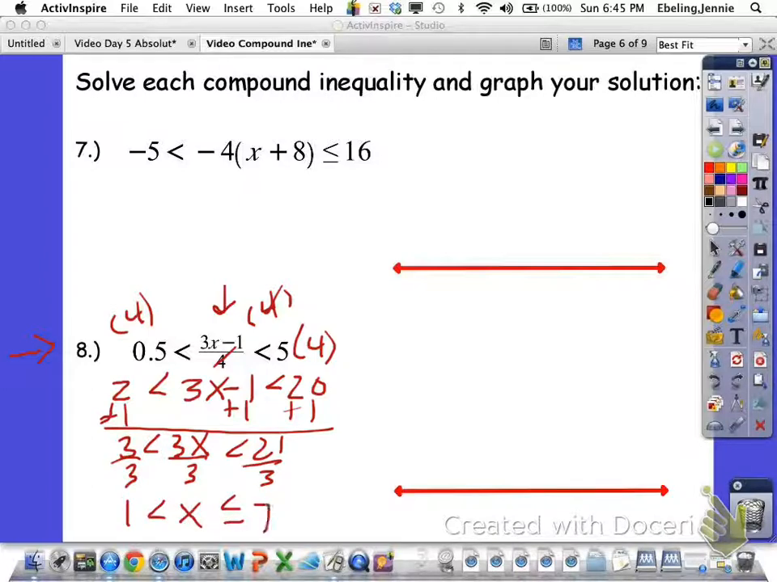So when I come over here and graph it, so 0, 1, 2, 3, 4, 5, 6, 7, 8. That means an open circle on the 1, closed circle on the 7, and since x is sitting in between them, I am going to shade in the middle here. Shade in the middle. I'm trying to get that shaded with my pen.